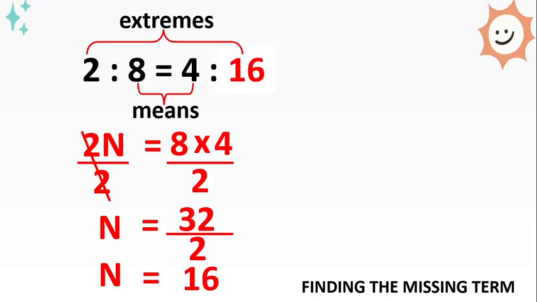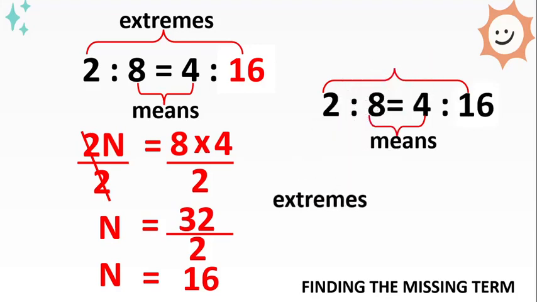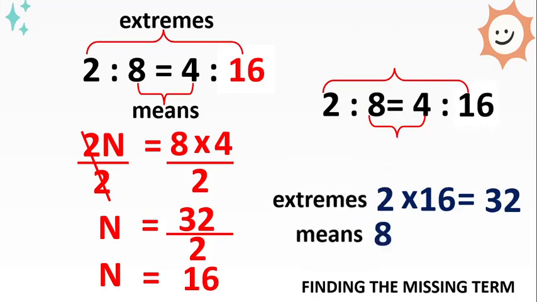Okay. Paano natin malalaman na tama ang sagot natin? Let's check this one. So, 2 to 8 is equal to 4 to n. So, multiply natin si extremes and means. Ano na si n dito? Siya na ngayon ay 16. So, let's multiply the extremes. 2 times 16 equals 32. And then the means is 8 times 4 equals 32. Kapag sila ay parehas or equal ang product ng extremes at ng means, ibig sabihin, yung missing term na nakuha natin, which is 16, ay tama. So that's how we find the missing term in a proportion.